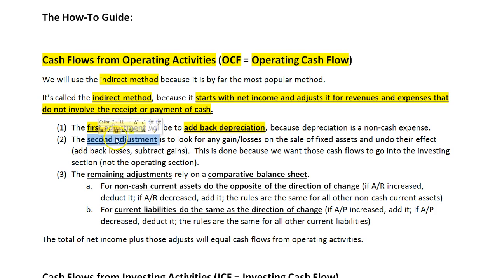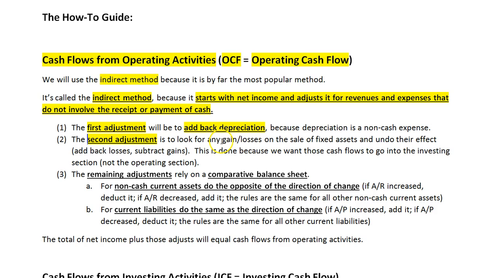The second adjustment is to look for any gains or losses on the sale of fixed assets. The gains and losses on the sale of fixed assets will have a cash effect. The reason we want to undo their effect here, though, is because we want those cash flows to go into the investing section. So we want to back them out of the operating section.